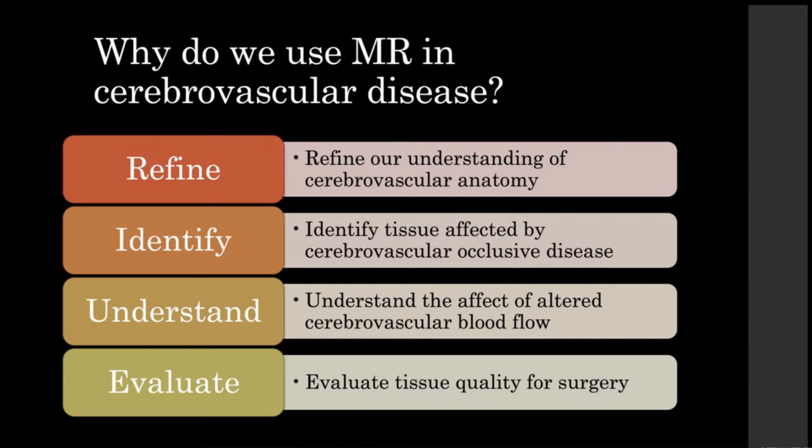So why do we use MR? We want to refine our understanding of the anatomy. We want to identify the tissue that's affected by this disease. We also want to understand the altered blood flow effect produced, both dynamic as well as resting. And then really look at the tissue that we're working on. That's our job as surgeons.